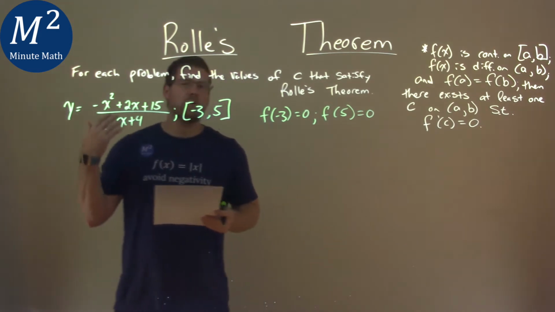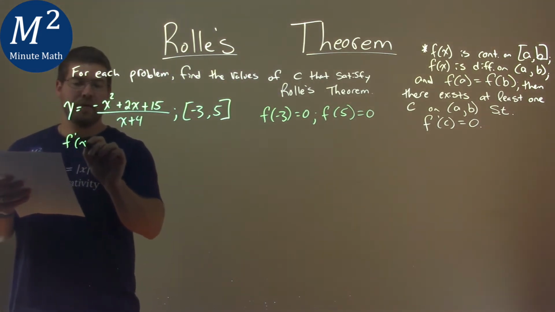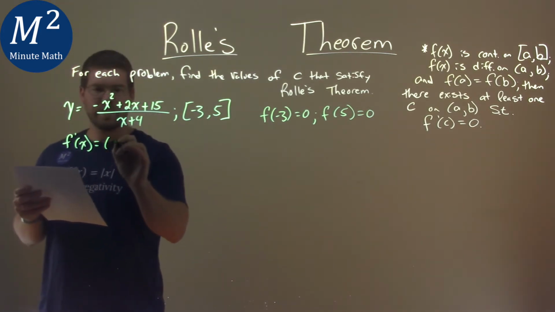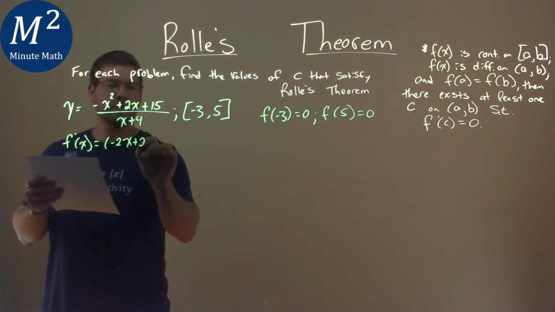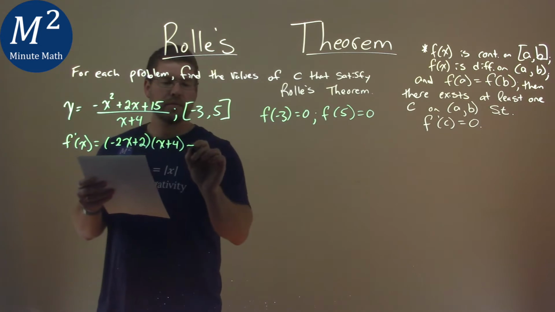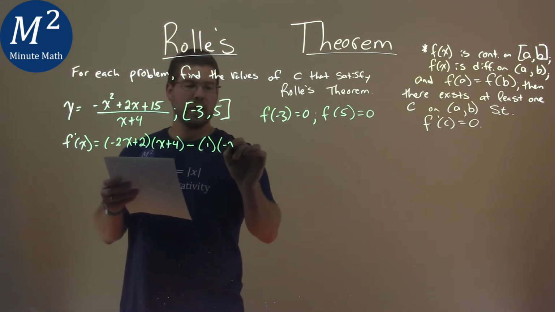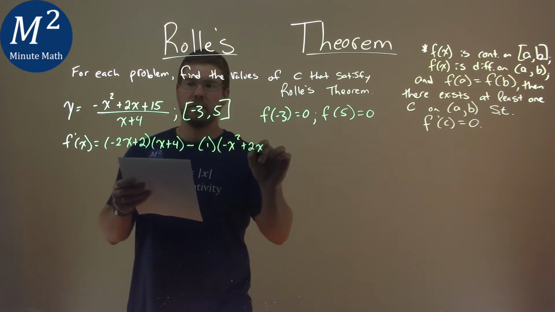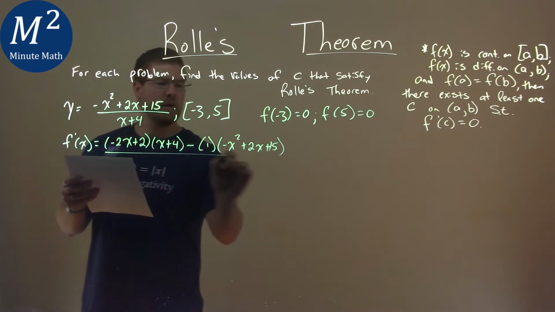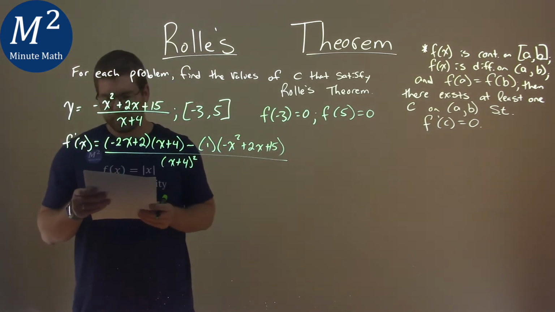So we now can apply Rolle's theorem. So we first need to find our derivative. F prime of x is equal to the derivative of the numerator, so that's a negative 2x plus 2, times the denominator, x plus 4, minus the derivative of the denominator, which is just a 1, times the numerator, negative x squared plus 2x plus 15. All of that is good all over x plus 4 squared.